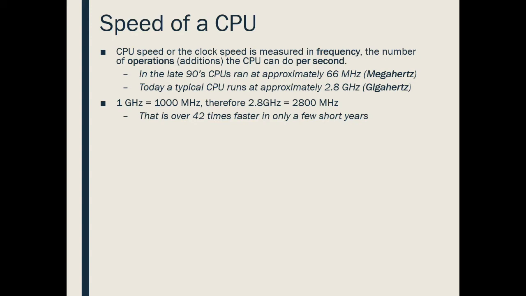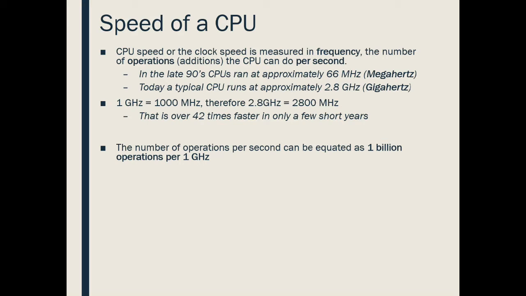Either way, what we're looking at here is a measurement that has expanded massively in a very short time frame. So 2.8 gigahertz, or when we look at this, 1 gigahertz is approximately equivalent to 1 billion operations per second. So a 1 gigahertz computer can do 1 billion additions per second. That's a lot. So a 2.8 gigahertz computer can do 2.8 billion operations per second.